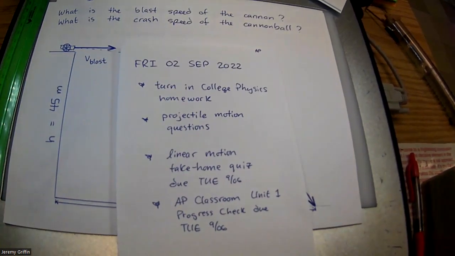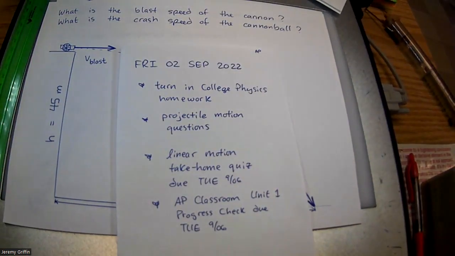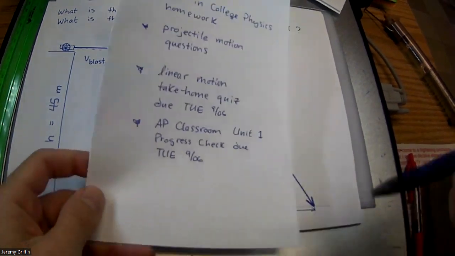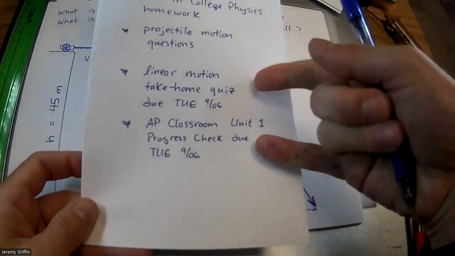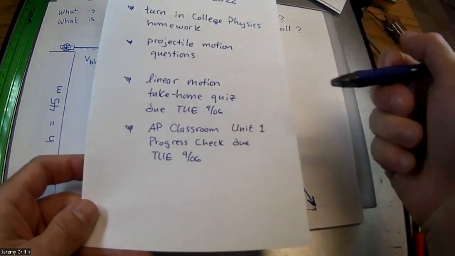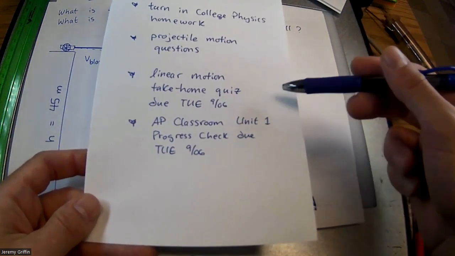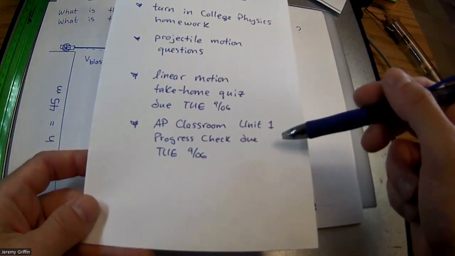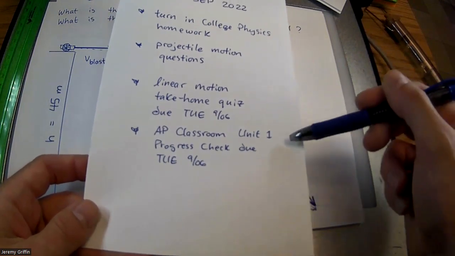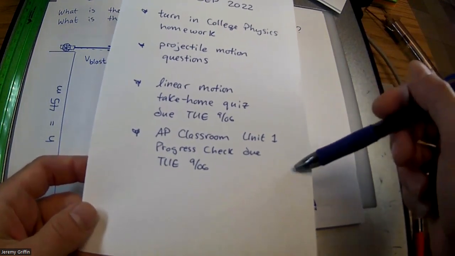So you guys just turned in your college questions. And you guys know that when I see you on Tuesday, I'm going to pick up the linear motion take-home quiz, which is that half page I gave you yesterday. And also we're going to go over the AP Classroom Unit 1 progress check. Let's go for a while.